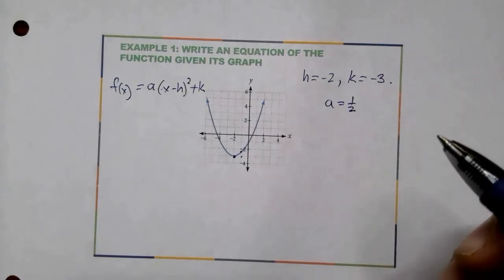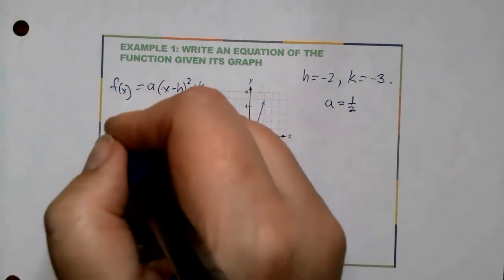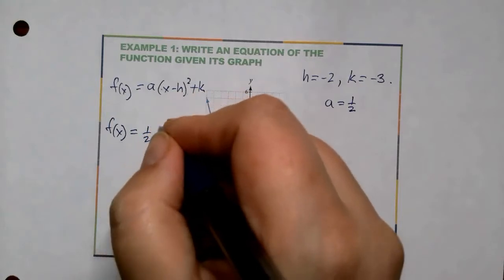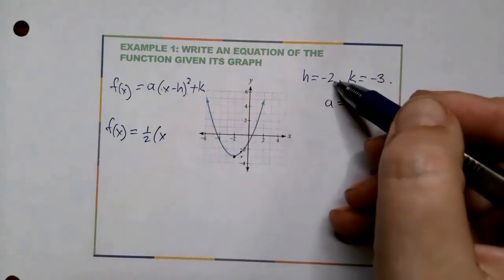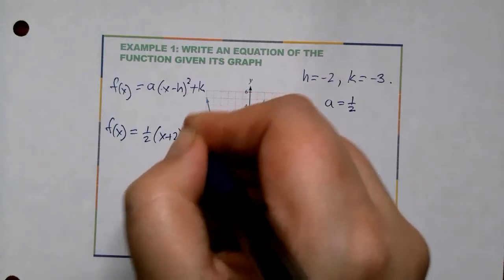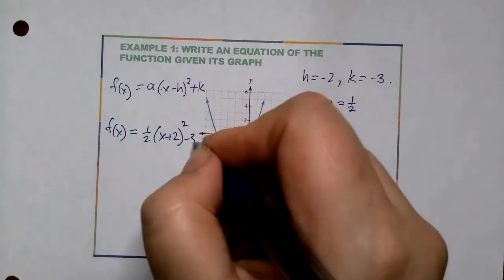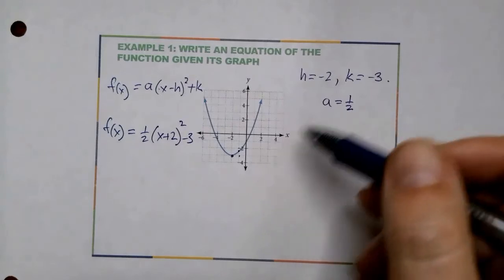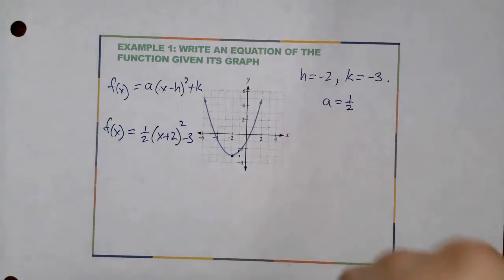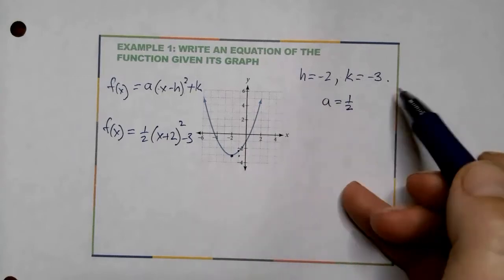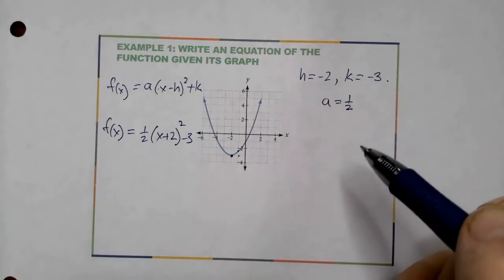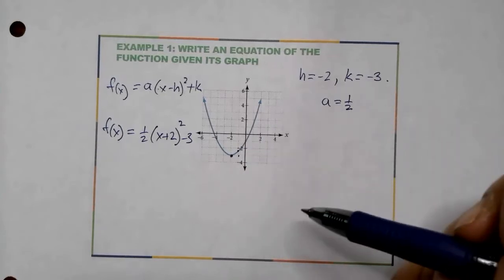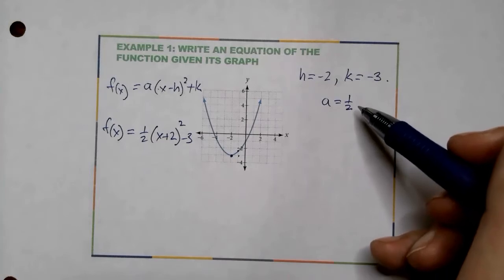And it is. So I would write my equation as f of x equals 1/2 times (x minus a negative 2, which gives me plus 2) squared, and then minus 3. But what if it works well when your h and k are whole numbers, and then you can count the steps over and up. But what if it's not a nice number?